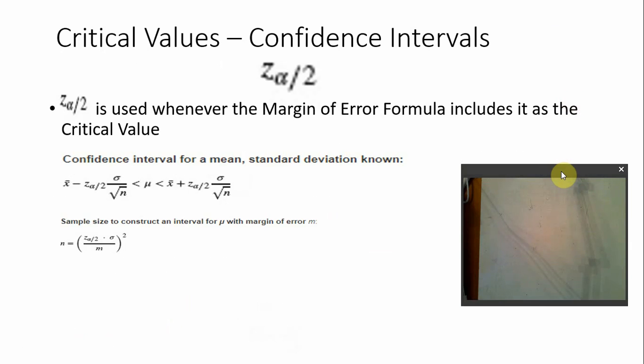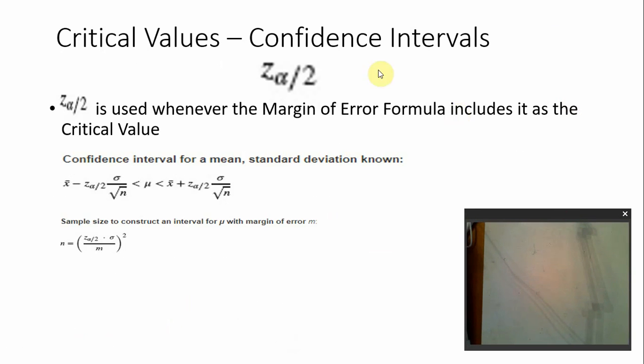So when we're doing confidence intervals, it shows up in the margin of error, and it all depends. The margin of error formula always depends on what we're trying to build a confidence interval for, and then just the details within it. Do I know the standard deviation? Do I know the population standard deviation? Do I have to use the sample standard deviation?